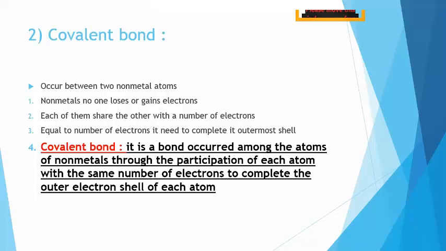Again, in this type of bond, no atom will gain or lose electrons. Every atom will share a specific number of electrons, equal to the number of electrons the atom needs to be completely filled. So we can give a definition to covalent bond: it is a bond which happens among the atoms of nonmetals through the participation of each atom with the same number of electrons to complete the outer electron shell of each atom.